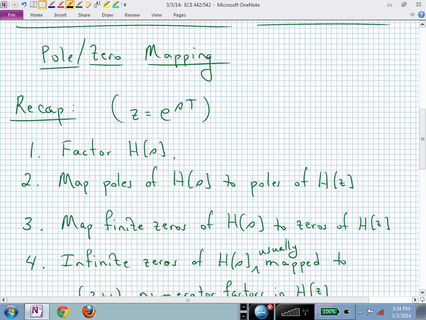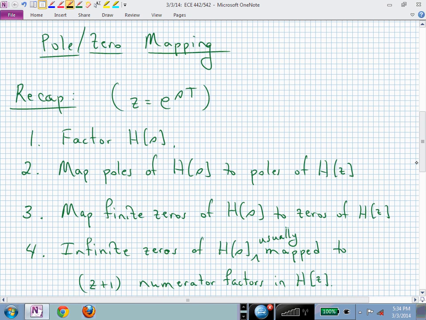Here's just a recap of where we were last time with the discrete equivalent technique concerning pole zero mapping. We factor our transfer function H(s), which might be a controller, it might be a filter. We factor that into pole and zero factors. Then we map all the poles into the z-plane using z equals e to the sT. We map all the zeros, finite zeros, into their factors using z equals e to the sT.